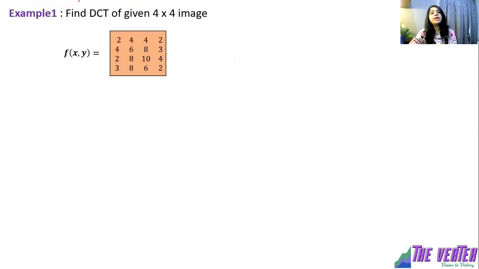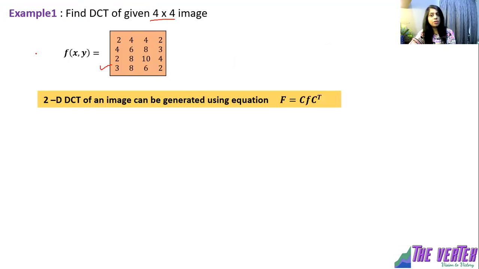Now let's solve an example of discrete cosine transform. Find the DCT of the given 4x4 image. So the 4x4 image, f(x, y), is given. These are pixel intensity values, and we have to calculate the DCT. Now remember the formula. What is the formula?